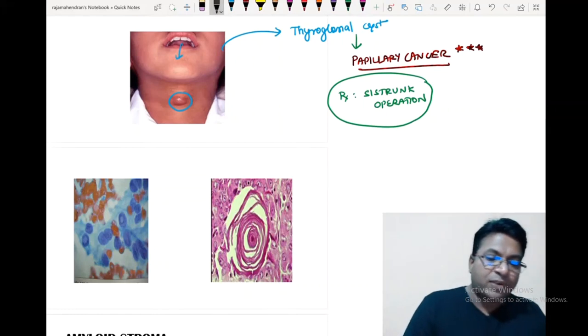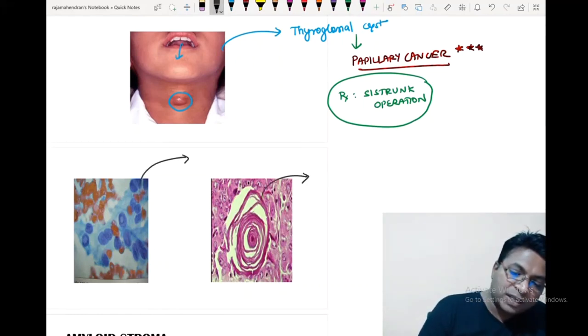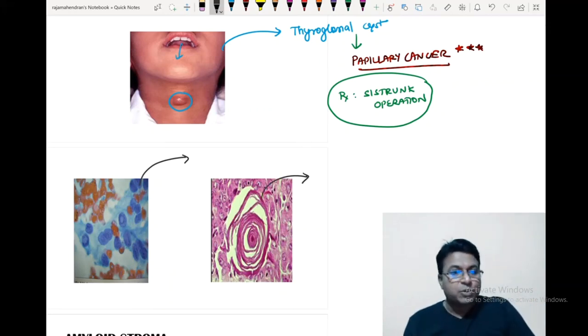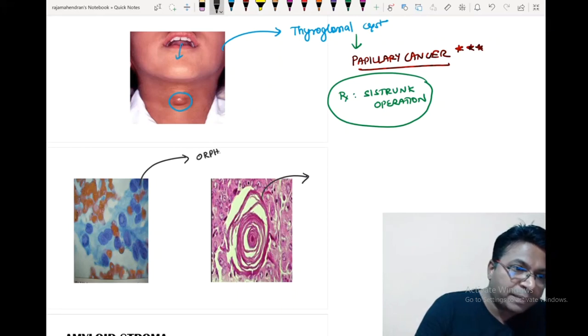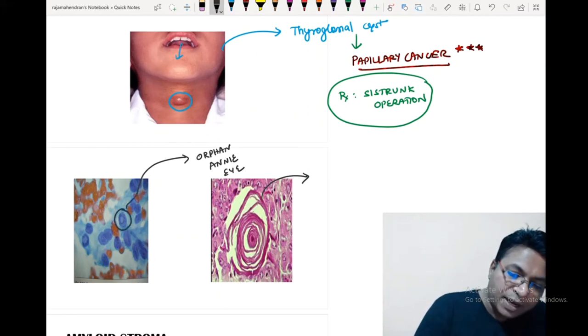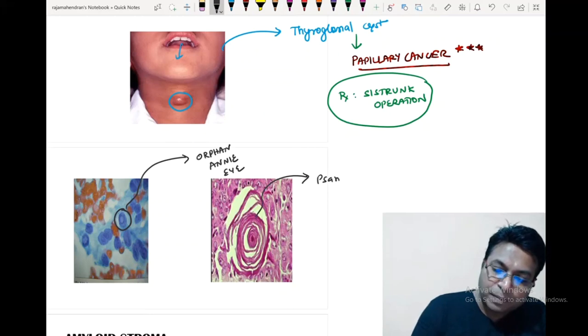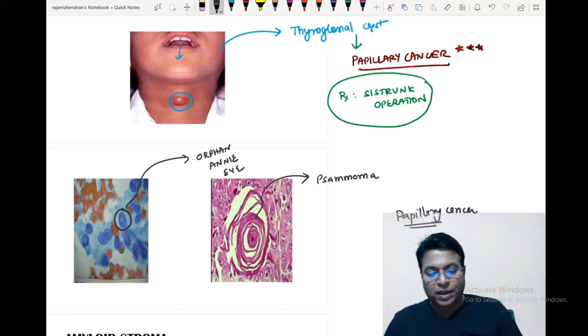Now I am doing an FNAC for a thyroid swelling. I am getting two features. What are these 2 features? Highly expected pathology-based surgery questions. The first one is Orphan Annie eye nuclei, shown in this image. Can you see? It is an empty nuclei. The second one is Psammoma bodies. These are seen in papillary cancer. Very important MCQ. You get these appearances.